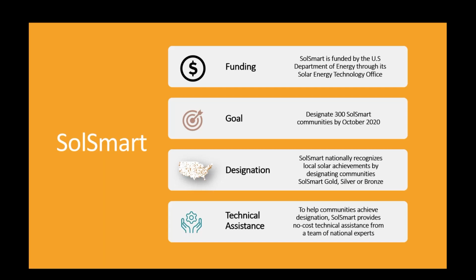SolSmart has two main components. The first is a designation. It's very similar to LEED in that way. We have a criteria with individual credits and varying points from 5 to 20 with several prerequisites as well. And we use that criteria to assess a local government's solar processes. They can then be designated at a bronze, silver, or gold level. Recognizing that not all communities are necessarily solar experts or have well-defined solar processes and transparent policies, we also provide technical assistance to help communities either achieve an initial step of designation or to achieve a higher level of designation.